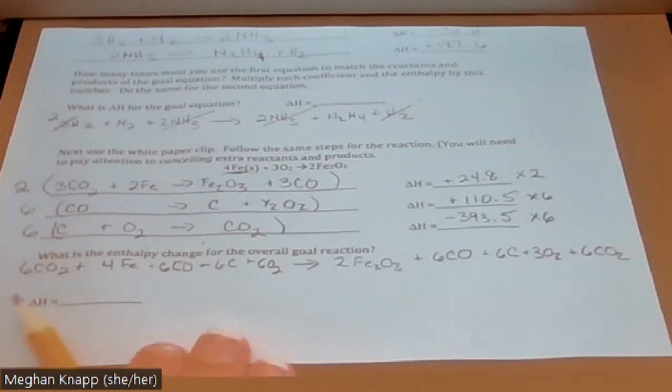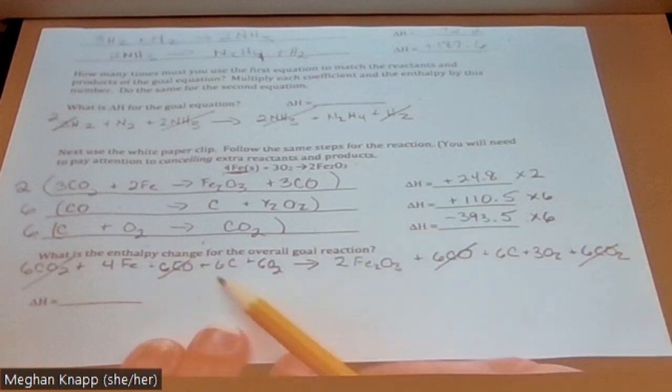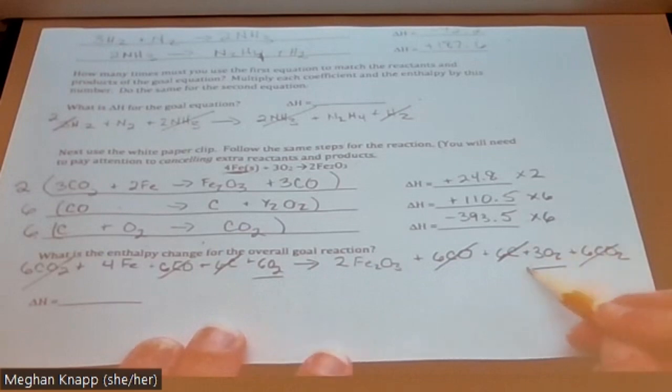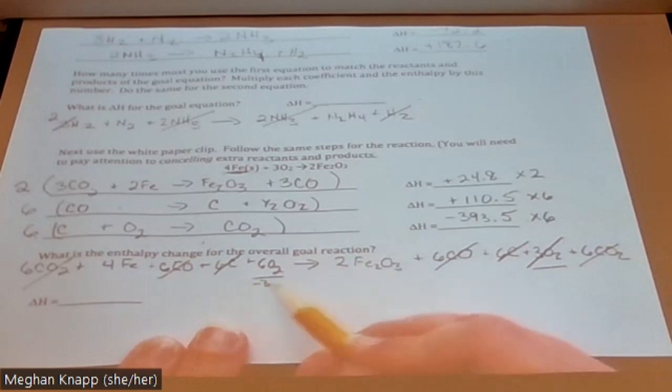So as I go through here, 6 carbon dioxides cancel, 6 carbon monoxides cancel, 6 carbons cancel. What do I do with the oxygens? I have 6 on this side and I have 3 on this side. Take 3 off of both sides. So if I take 3 off of this side, they disappear. And if I take 3 off of this side, I end up with 3 oxygens.